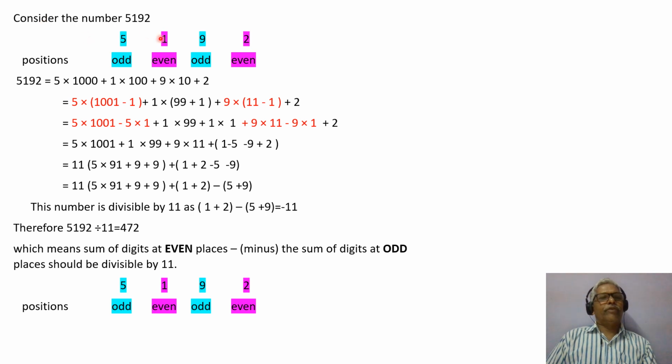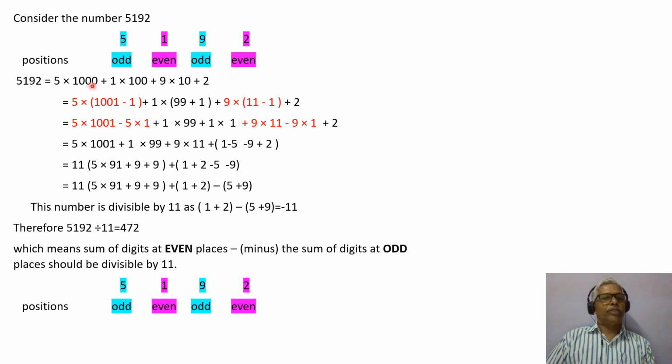Now we are considering a 4-digit number. Consider the number 5192. So I am writing this number 5192 as it is here, and these positions are very important. I am denoting their positions odd, even. Now 5192 can be written as 5 into 1000 plus 1 into 100 plus 9 into 10 plus 2. Very simple. We are familiar with this.